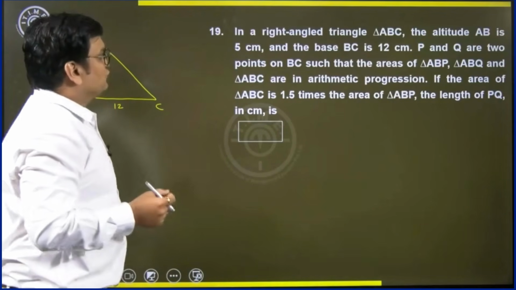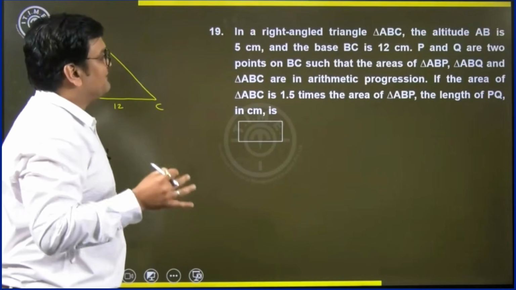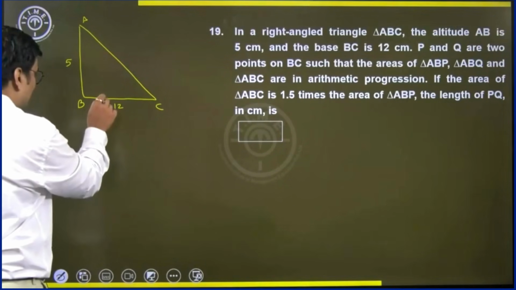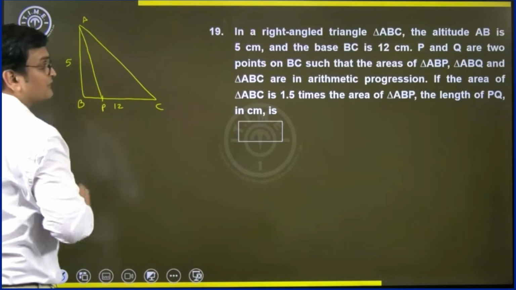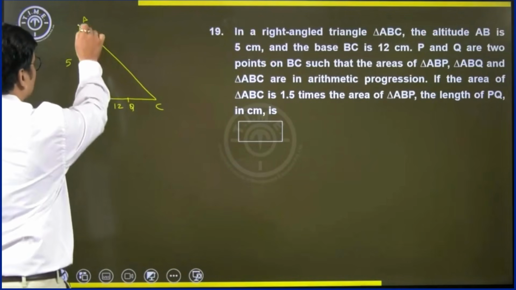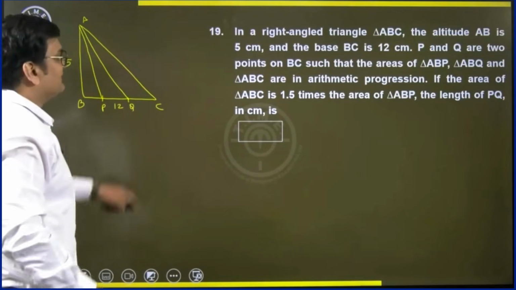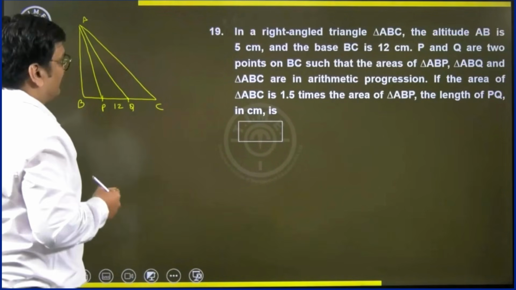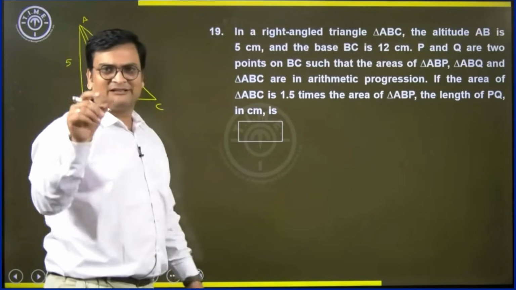P and Q are 2 points on BC, such that the areas of triangle ABP, suppose P is here, ABP, ABQ, and ABC are in arithmetic progression. So, they are in AP, he says. What do we mean by AP? The difference should be constant.